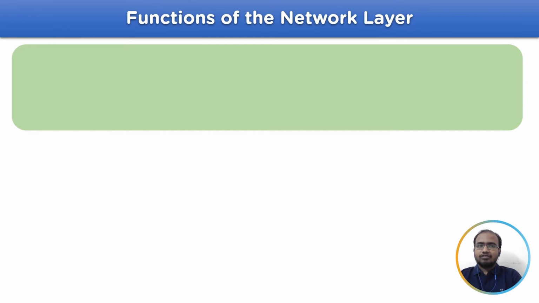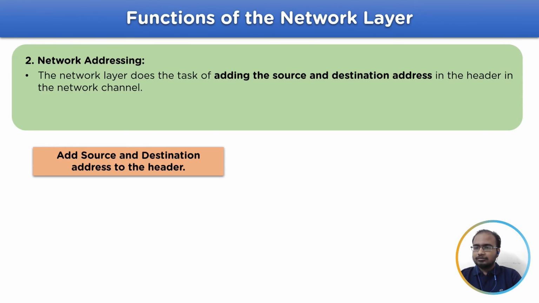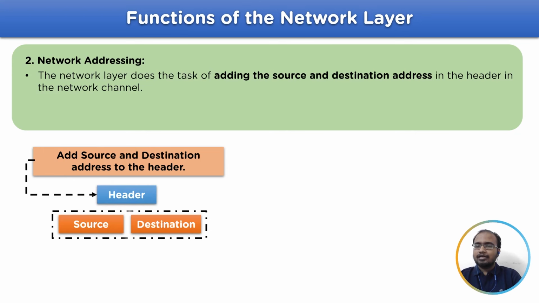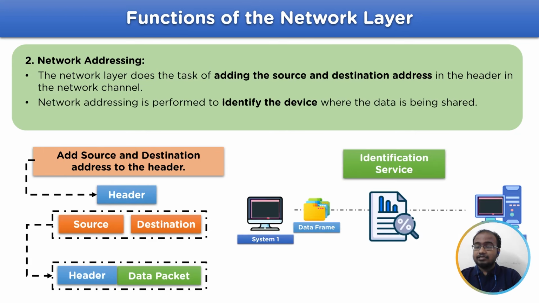Next up, network addressing. The network layer does the task of adding the source and the destination address in the header of the network channel. The network addressing is performed to identify the device where the data is being shared.